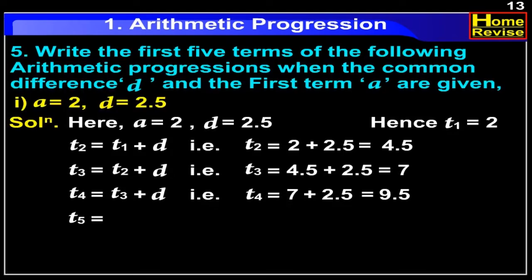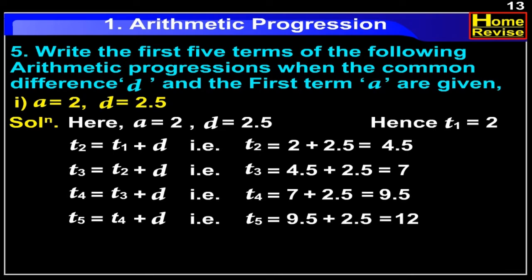And T5 is equal to T4 plus d. That is, T5 is equal to 9.5 plus 2.5, which is equal to 12.